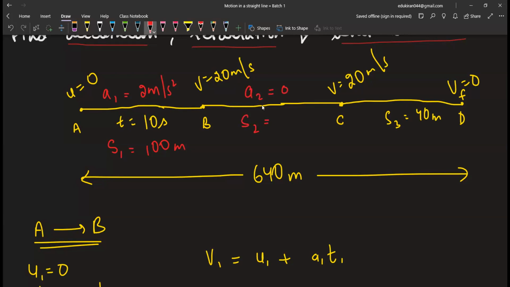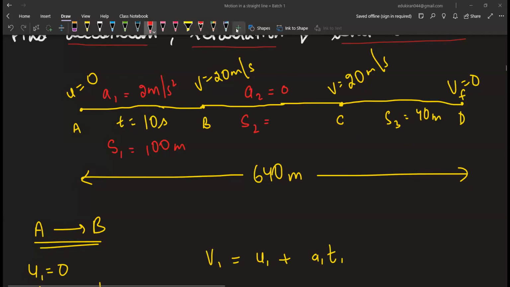S2 is very easy to calculate. Jobita, you are going to answer this. If your mic is not working, it's okay, just answer me in the chat column. Total separation is 640. CD is 40. AB is 100. Jobita, tell me how much is S2? Other students also answer in the chat column. What is this BC part which is left?